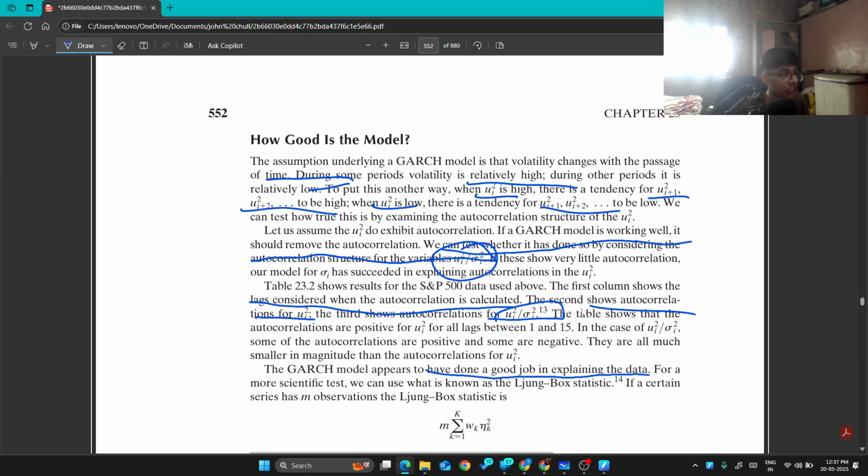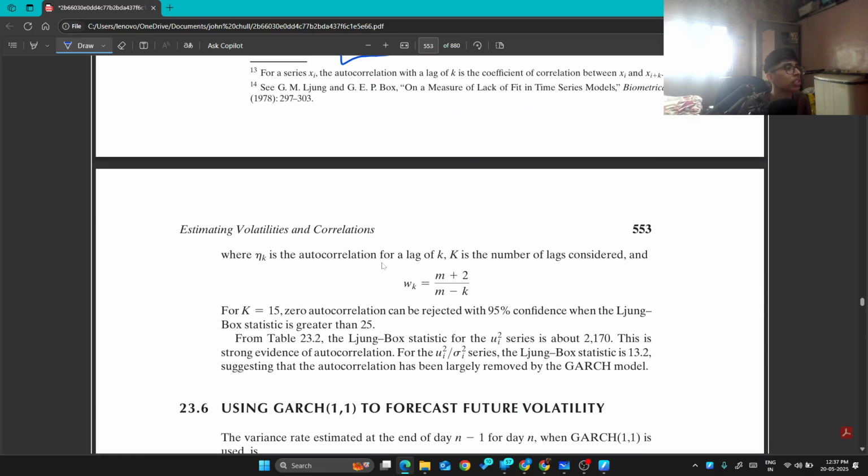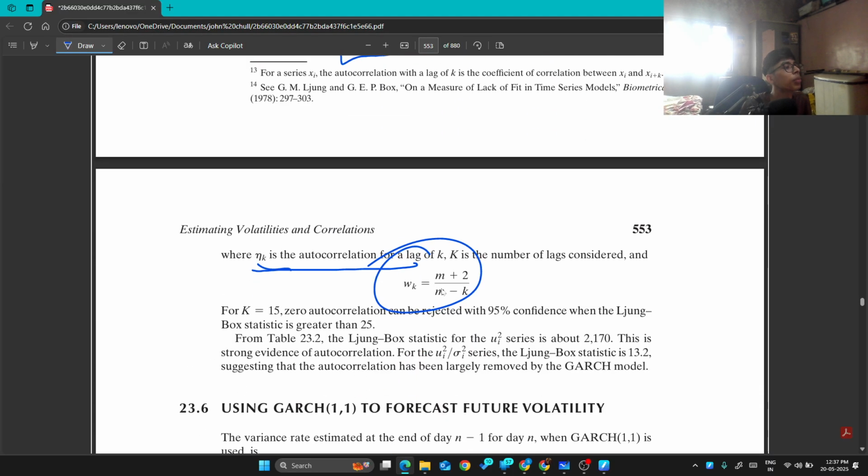To test it, we use the Ljung-Box statistics test to find the autocorrelation between these, and that is given by this formula, where nk is the autocorrelation for a given lag, and wk is, what is wk? I think there is a printing mistake. It should be nk. Yeah, and m plus 2 minus m minus k, and the k value is 5.